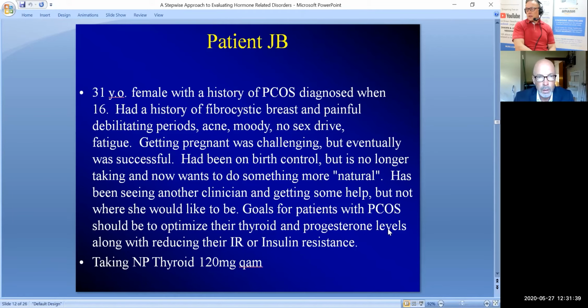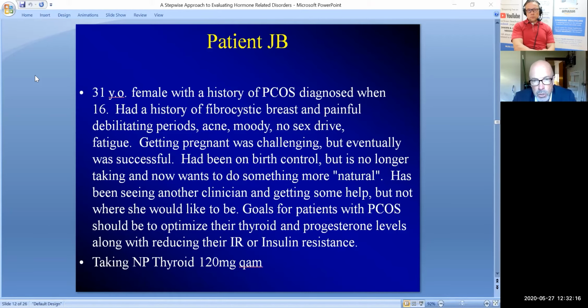So, case studies. Go ahead, Karl. This is a great case study. A 31-year-old female with a history of PCOS, diagnosed at 16. She had a history of fibrocystic breast, painful, debilitating periods, acne, moodiness, no sex drive, and fatigue. Getting pregnant was challenging, but eventually she was successful. She had been on birth control but is no longer taking it, and now wants to do something more "quote unquote" natural. She has been seeing another clinician and getting some help, but is not where she'd like to be.